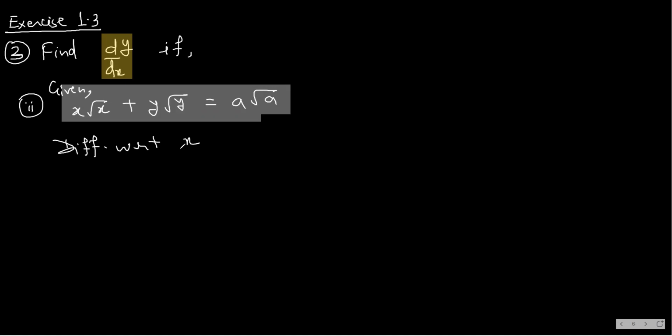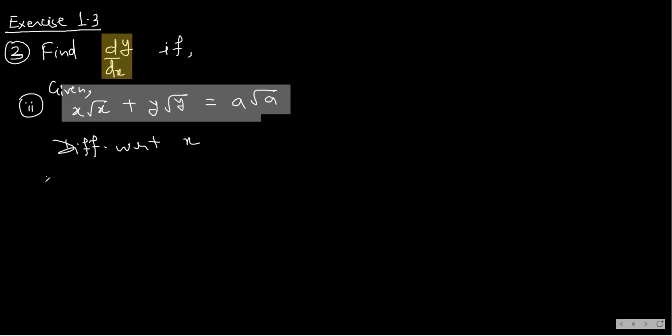Now, how do I know that I have to differentiate with respect to x? Very simple, because you can check what am I asked to find. I'm asked to find d by dx of y. So since I'm asked to find d by dx of y, I understand that I have to differentiate with respect to x. You got this? So here we are differentiating with respect to x.